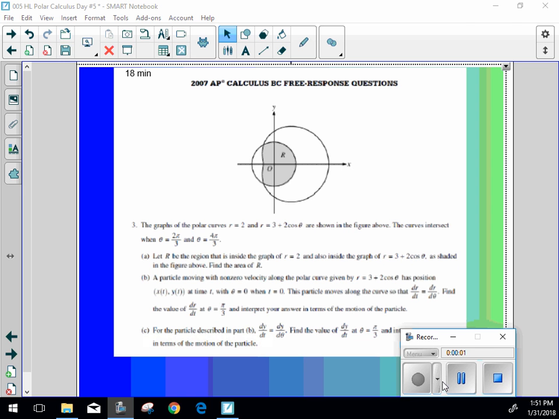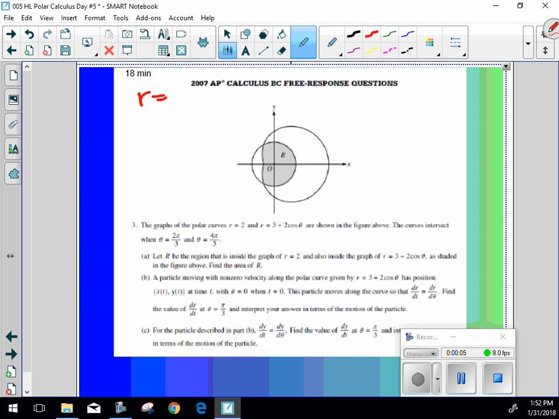Don't blink. This is a fast one. So it says the polar graphs are r equal to 2 and r equal to 3 plus 2 cosine theta. Which one of these, in purple or in green, is r equal to 2? It's the purple. It's a circle, right?